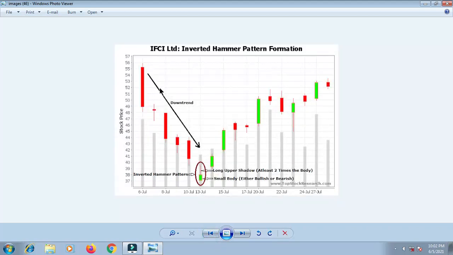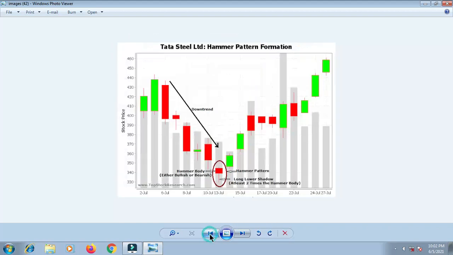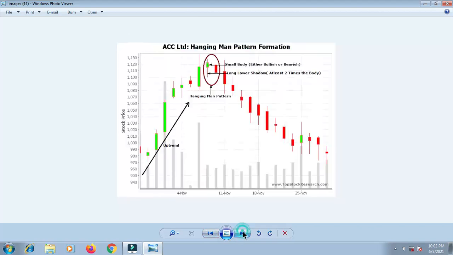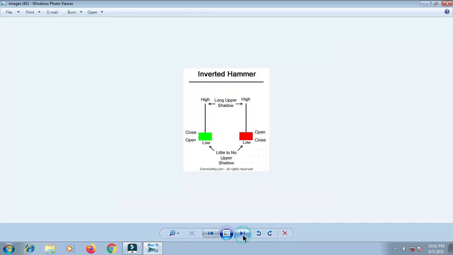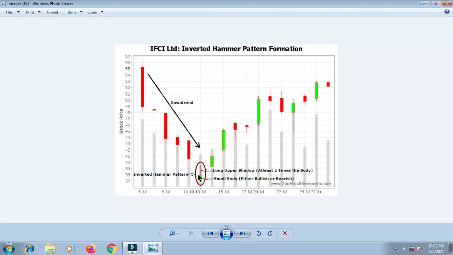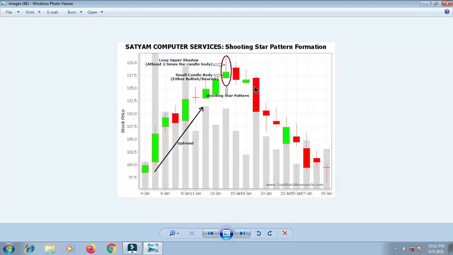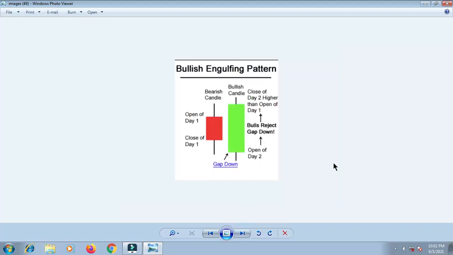Same way, the hammer was forming at the bottom of the price action, and the same thing when it happens at the top is called a hanging man. Same way, the inverted hammer forms at the bottom, and the same thing when it forms at the top is called a shooting star. To trade, at the bottom we take our trade 2 times, and at the top we keep our stop loss. Next is the bullish engulfing pattern.